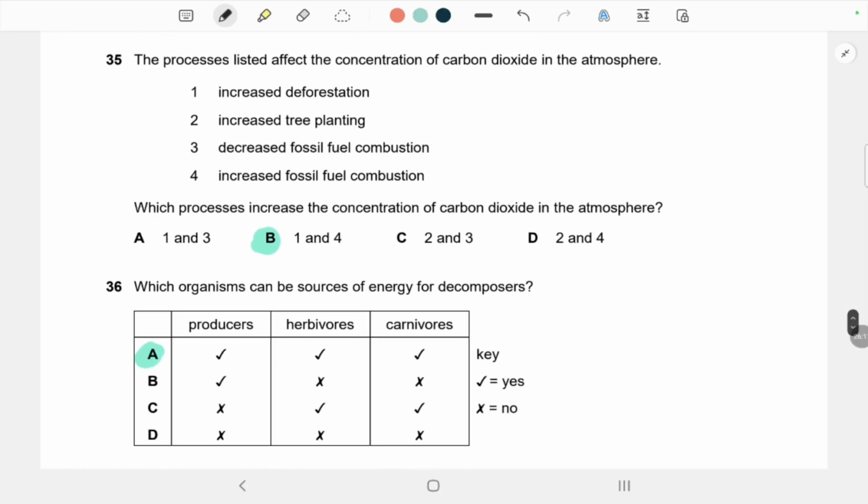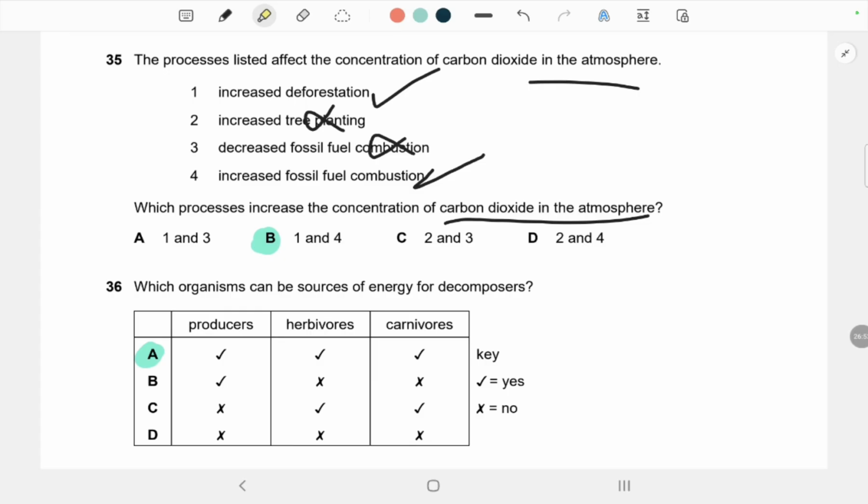35, the processes listed affect the concentration of carbon dioxide in the atmosphere. Which ones increase the concentration of carbon dioxide? Of course, it is 1 and 4. Because cutting the trees removes photosynthesis, meaning there is nothing to take in the carbon dioxide, because we take carbon dioxide in by using photosynthesis, right? And number 4, increased fossil fuel combustion, of course this is true. Increased tree planting is incorrect, since it decreases carbon dioxide, and decreased fossil fuel combustion is also incorrect.